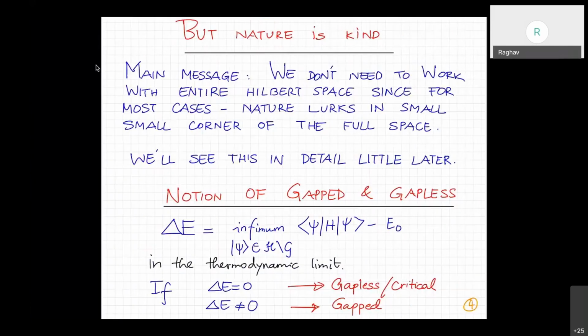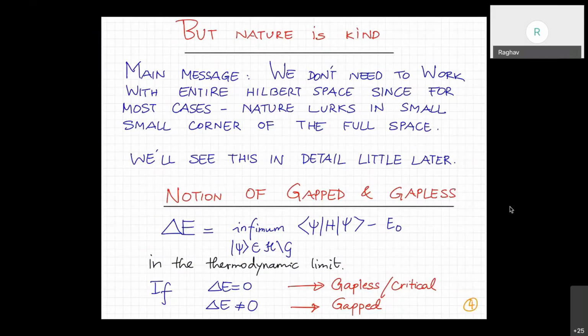It turns out that nature is kind in some aspects, and we don't have to deal with the entire Hilbert space when we want to study, for example, the ground state of the Ising model. If we want to calculate, for example, the energy of the quantum Ising model in a magnetic field, you don't have to worry about the entire Hilbert space.